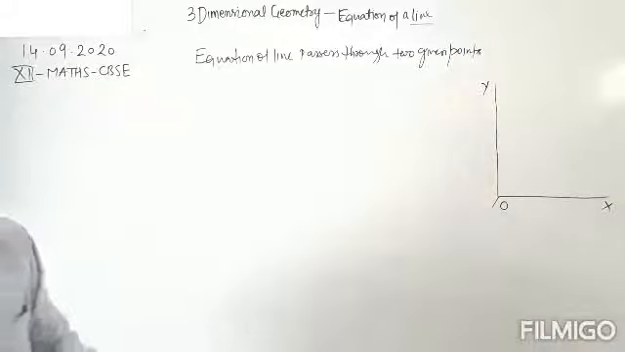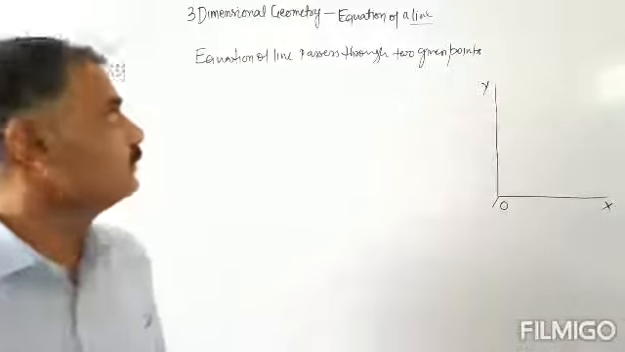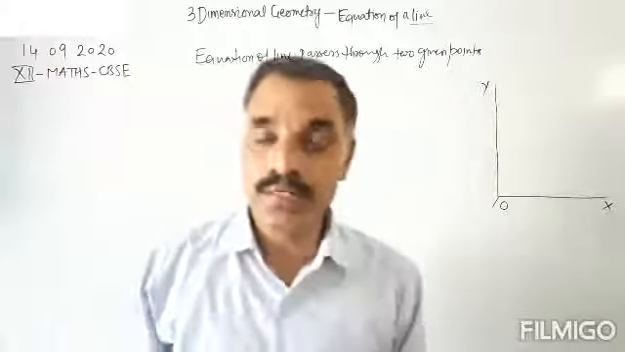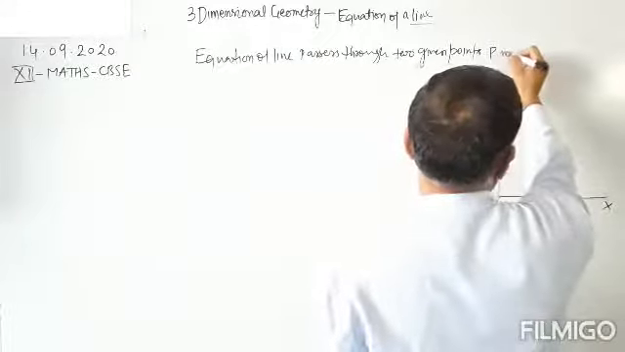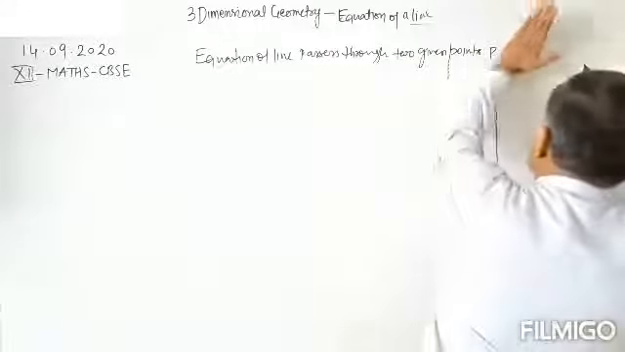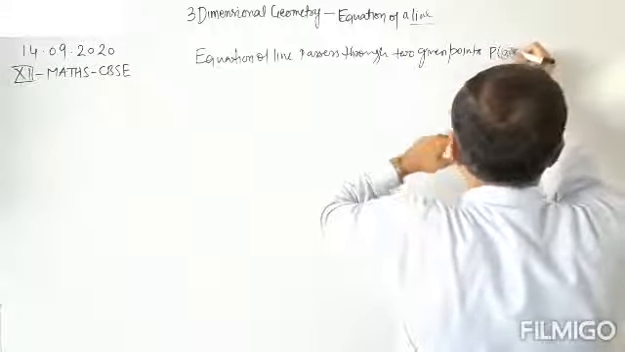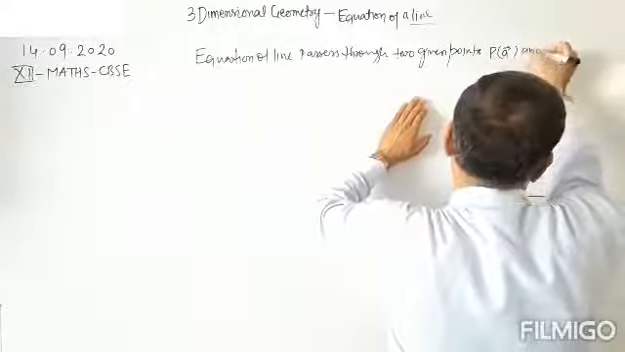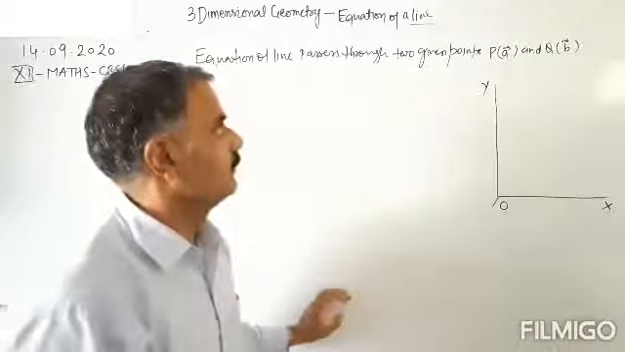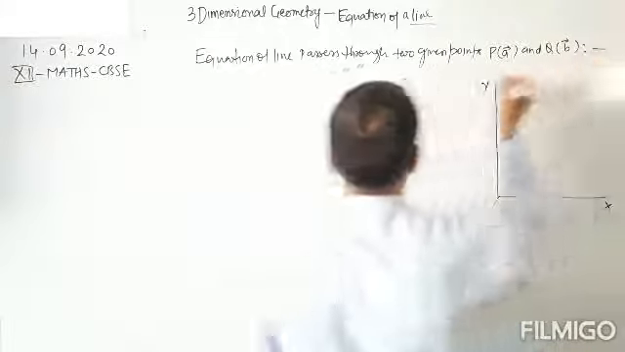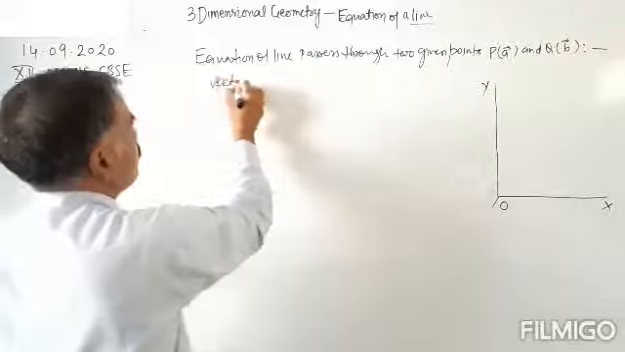Equation of a line passing through 2 given points P and Q, where P has position vector a vector, and Q has position vector b vector, in vector form.